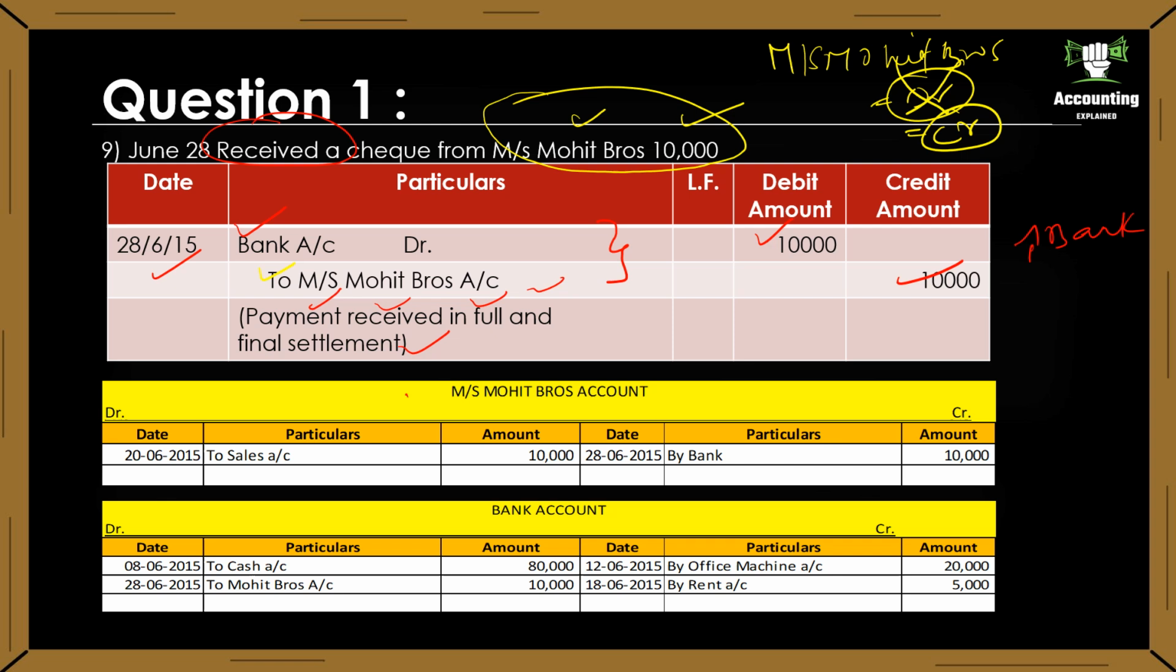In the Mohit Brothers account, opposite of Mohit Brothers is bank account. We have debited the bank account. Now we are going to credit 28/6/2015 in the Mohit Brothers account by bank account 10,000 rupees. Okay, again now we are going to open bank account. See the bank account. Opposite of bank account is what? Messrs. Mohit Brothers account. We have credited it. Now we are going to debit it. So in the bank account on the debit side 28/6/2015 to Mohit Brothers 10,000 rupees.